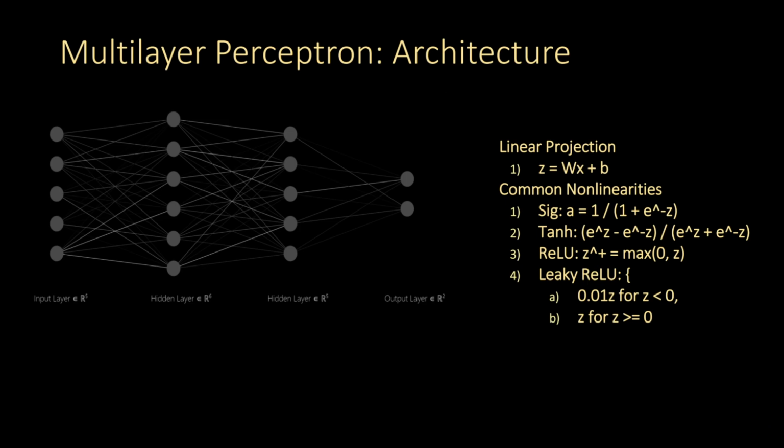Okay, now let's get back to our multi-layer perceptron architecture and see what's actually happening through the layers. You start with a linear equation that basically multiplies the weights with our input and adds some bias. And at each layer, you use one of these common nonlinearities.